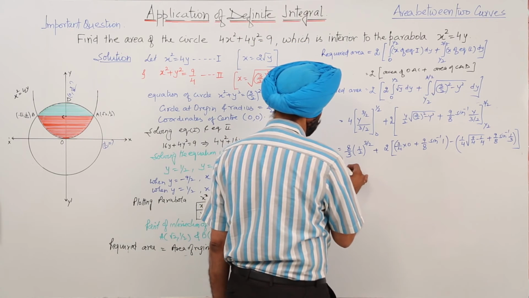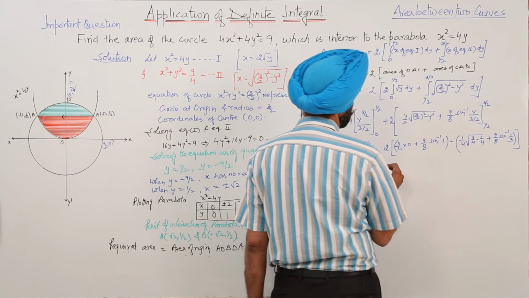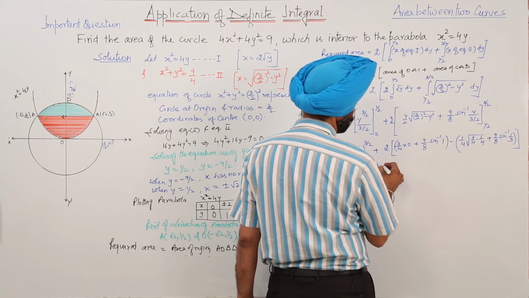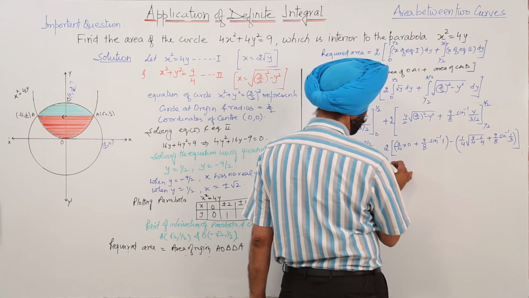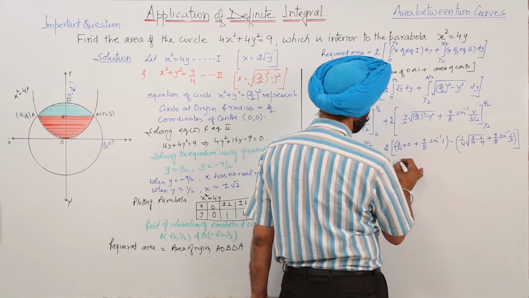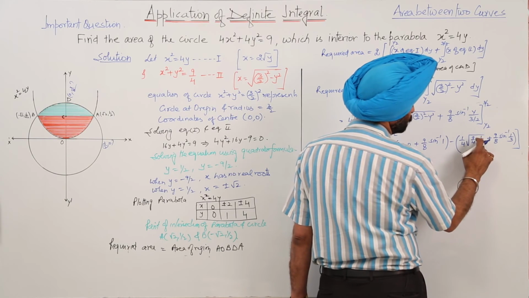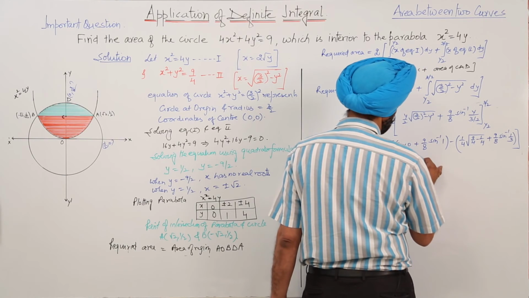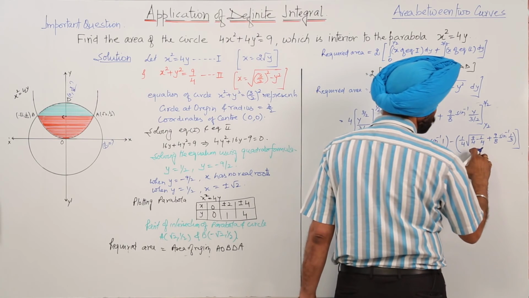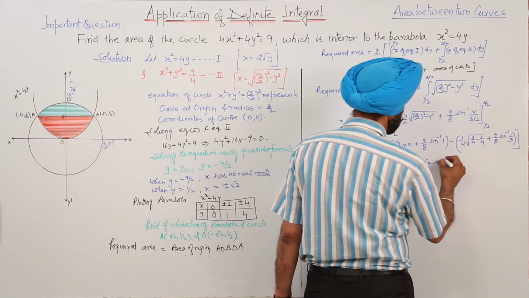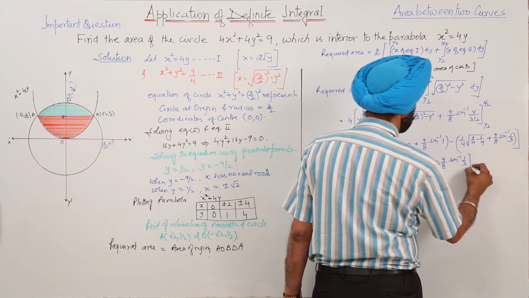Now this becomes 8 upon 3 into 1 upon 2 root 2 plus 2 times 9 upon 8 sine inverse 1 minus, now this part, 9 minus 1 is 8, 8 upon 4 is 2, so this becomes 1 upon 4 into root 2, square root of 2, plus 9 upon 8 sine inverse 1 by 3.